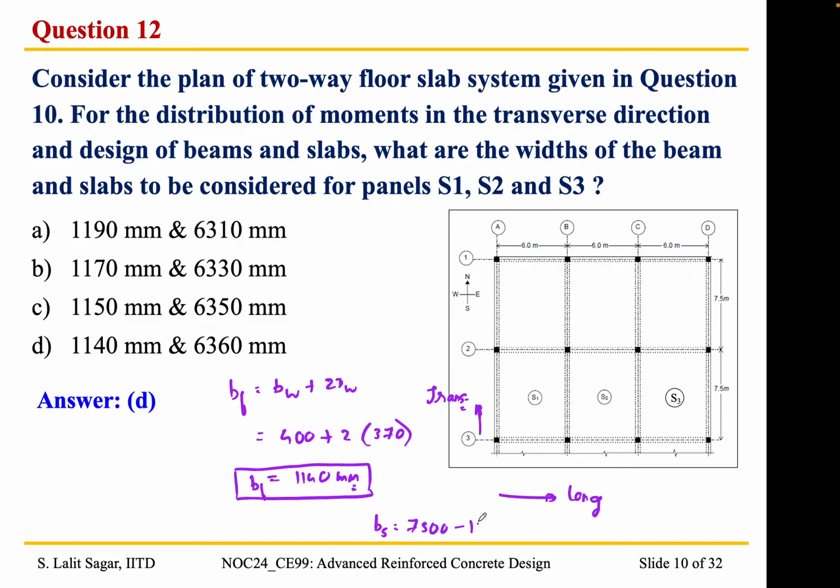7500 minus 1140, this gives us a value of 6360 mm.